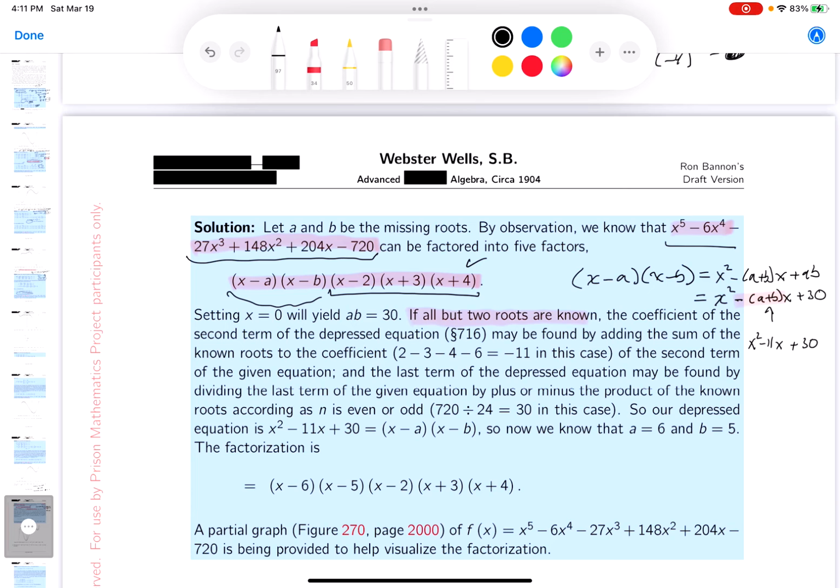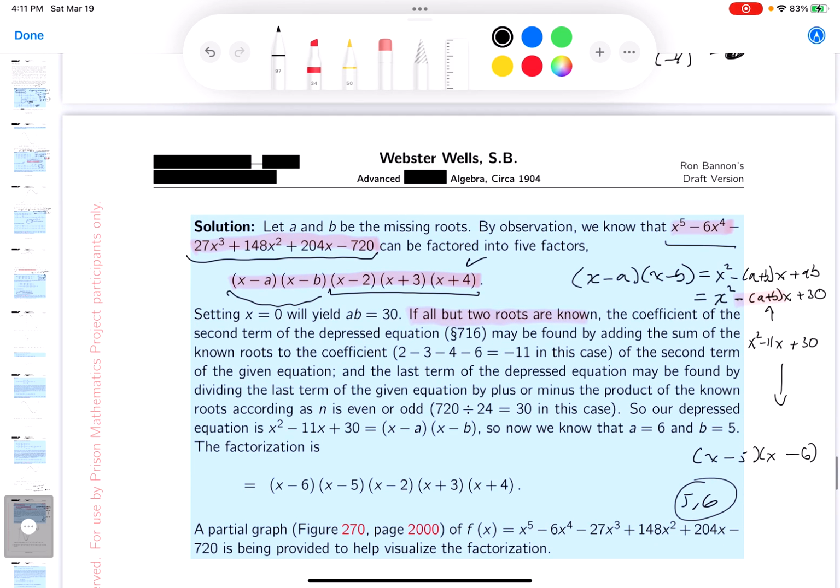What are a and b? I think it should be somewhat obvious right now. It's a quadratic, super easy to factor: x minus 6, x minus 5. So the other two roots are 5 and 6. Now granted, because you could have gotten it another way, of course, but the bottom line is it's not a bad way to go about doing the problem. We'll talk about that in more detail as we start moving through the problem set.